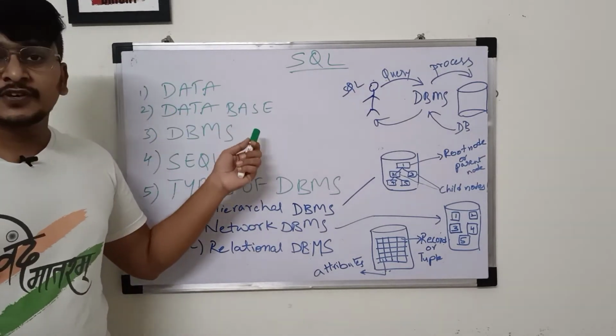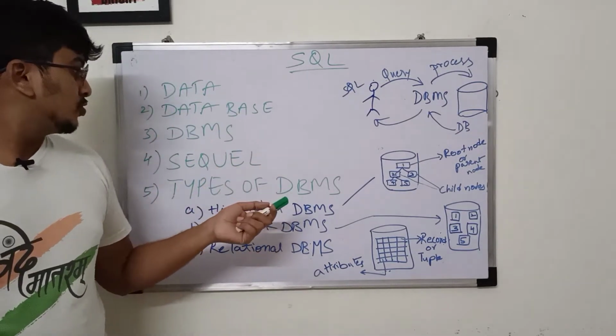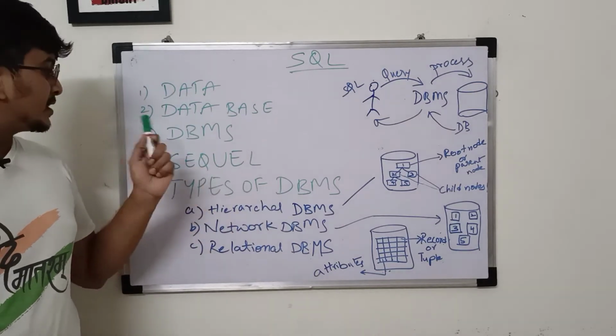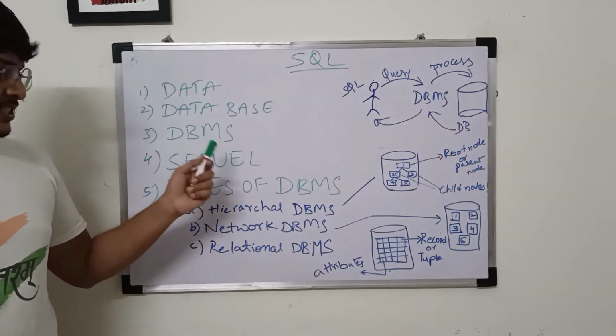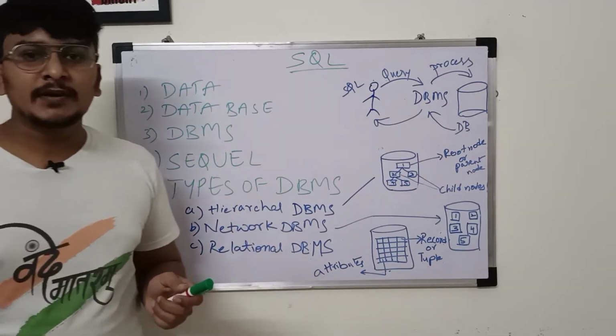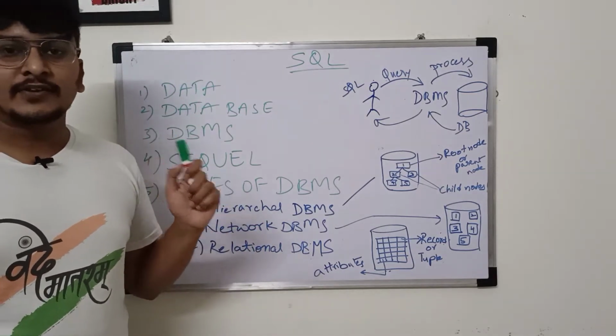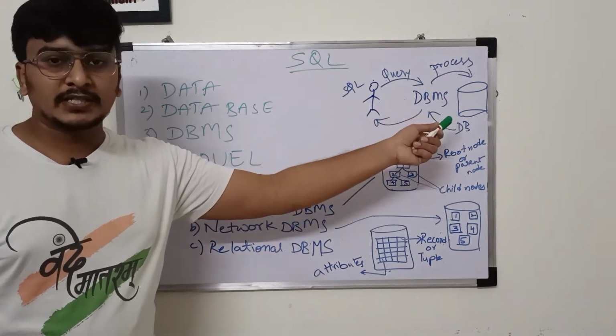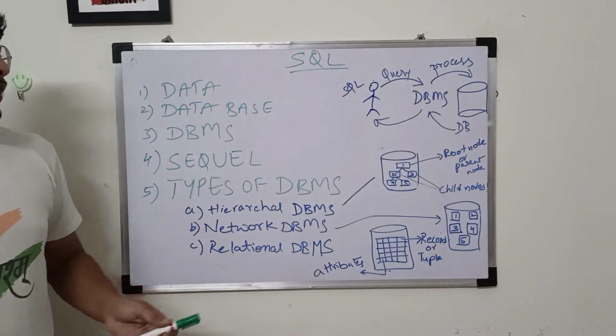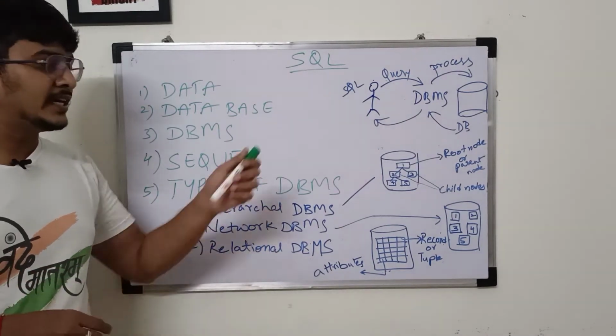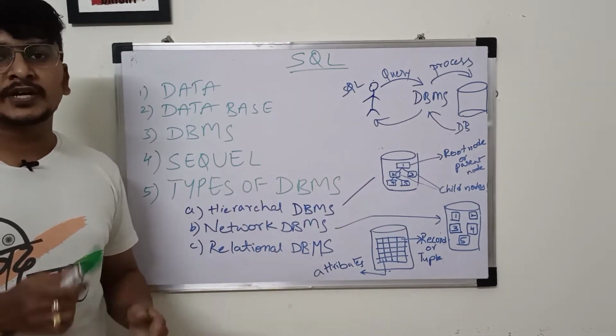We can't communicate directly with a database, so we use the DBMS. DBMS means database management system. By using the DBMS, we can process and send queries to the database. It is a simple way to communicate with the database. There is no other language to communicate with the database.